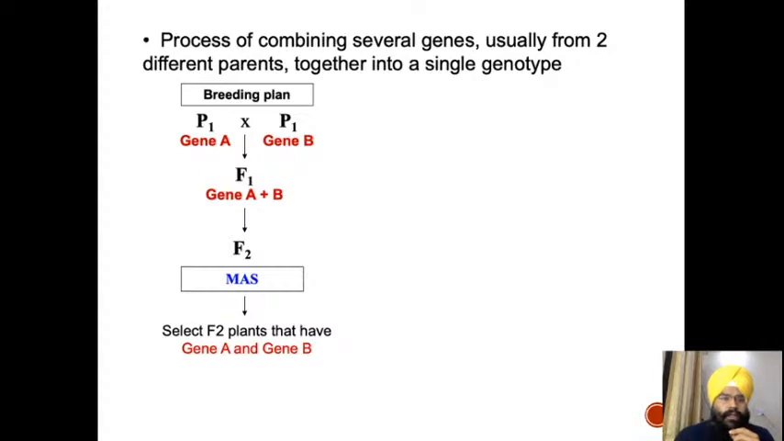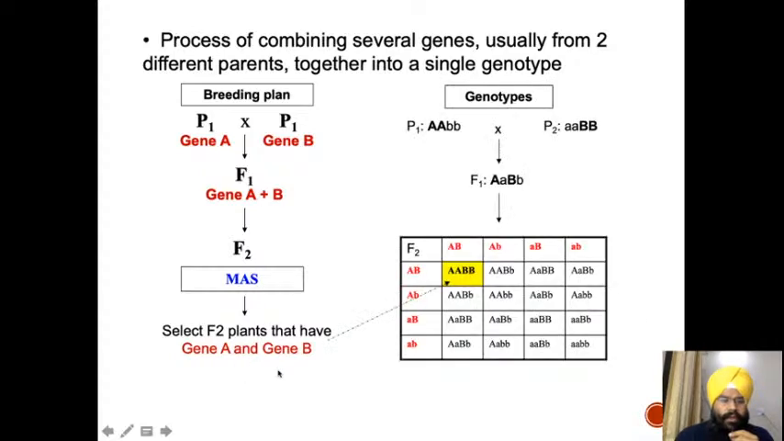together into a single genotype. So there are two different parents, P1 with gene A and P2 with gene B. Then they have genes A and B in the F1 generation. And in F2 we have mass. Then select F2 plants that have both genes A and B. So this is the breeding plan, and in the genotypes, your P1 is AAbb and your P2 is aaBB. So the combination is AABB.